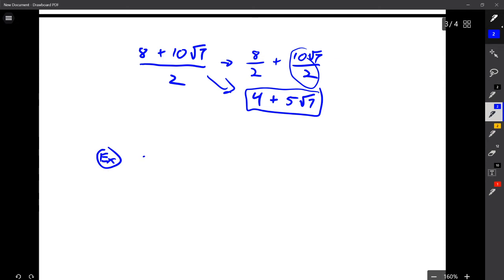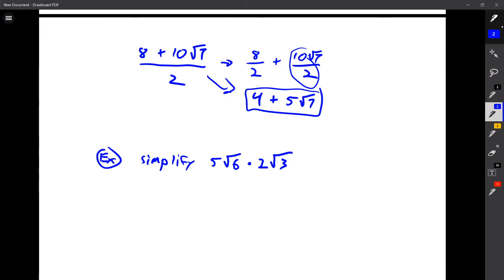What if we had something like this? Simplify. Let's go with 5 root 6 times 2 root 3.